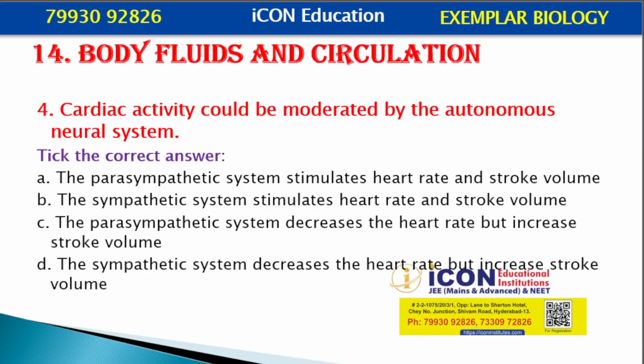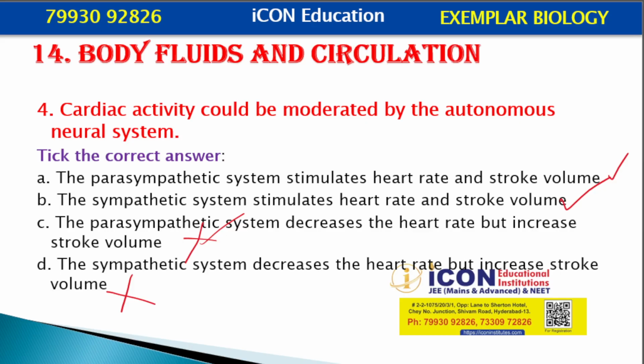Cardiac activity could be moderated by the autonomic nervous system. Which is the correct answer? The parasympathetic system stimulates heart rate and stroke volume. The sympathetic system stimulates heart rate and stroke volume. Parasympathetic system decreases the heart rate and increases the stroke volume. Sympathetic system decreases the heart rate but increases the stroke volume. Sympathetic increases, parasympathetic decreases stroke volume and heart rate both. So that's why we are not considering C and D. Let's talk about A and B.